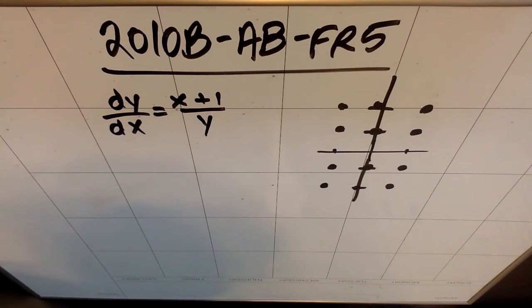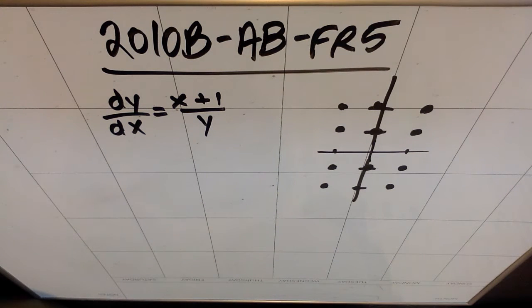This is AP Review, and it's 2010 Form B, AB for Response 5. Consider the differential equation dy/dx equals the quantity (x + 1) over y.